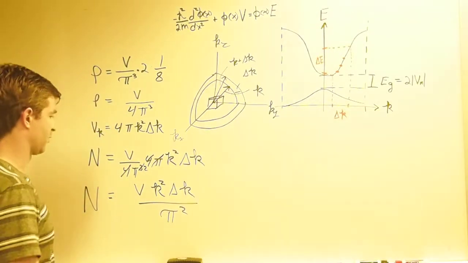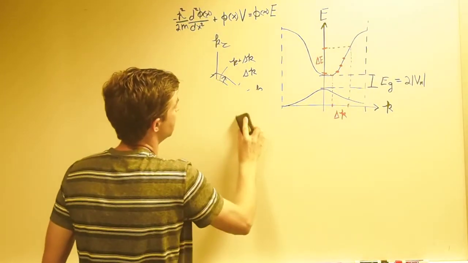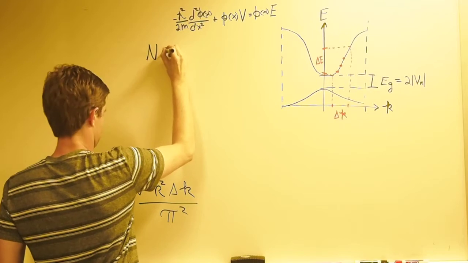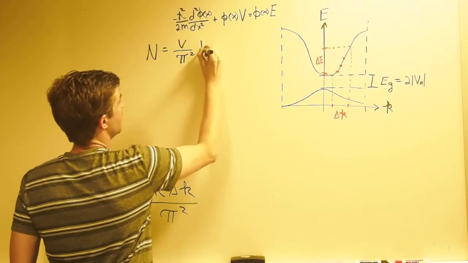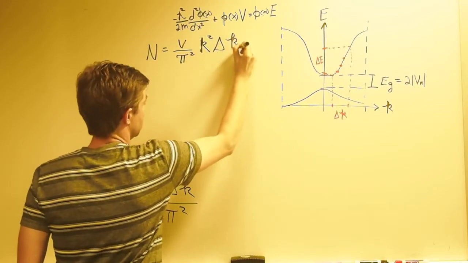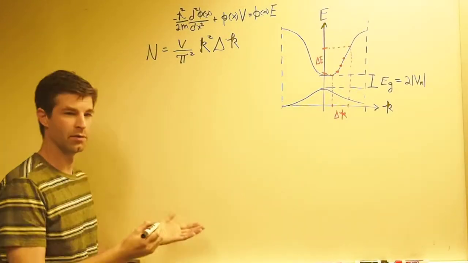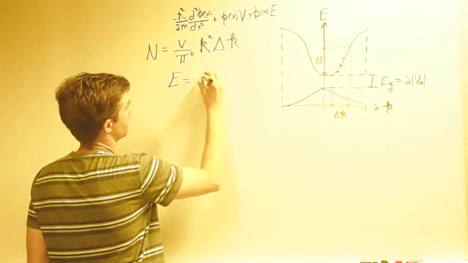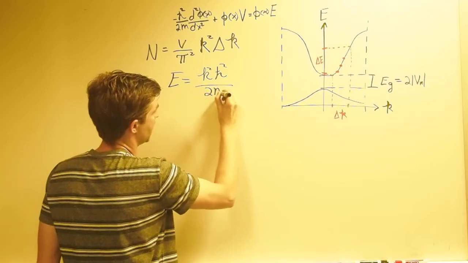But okay, so I'm going to erase some of this, and I'm going to rewrite N here over pi squared K squared delta K. Okay. So you probably already know, free electron energy is equal to K squared h bar squared over 2m.